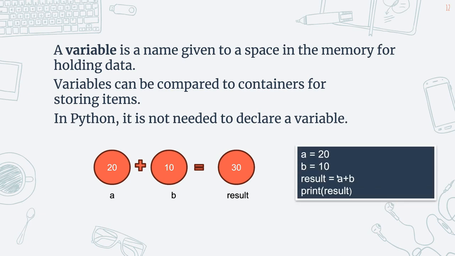Let's see. In Python, we just need to write the name of the variable. Let's say it is a in this case. So a is equal to 20 and b is equal to 10. And then we declare another variable which is result. And there we just use the addition operation a plus b. And finally, we just print the value that holds the sum. So we are printing result. Upon execution of this program, we would get the output as 30.